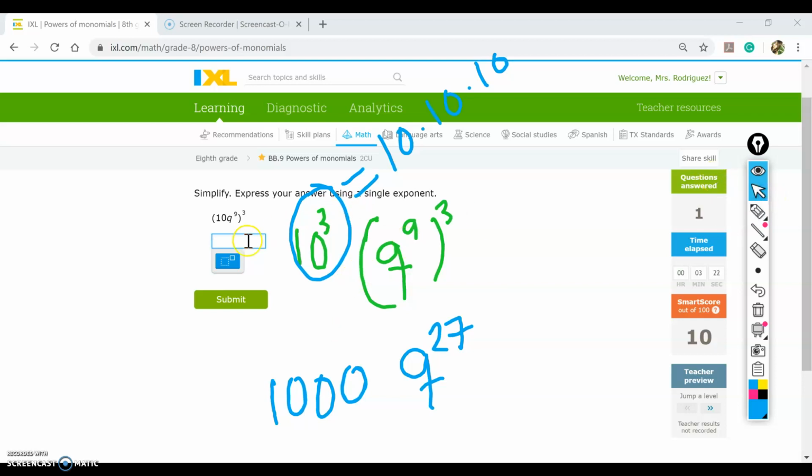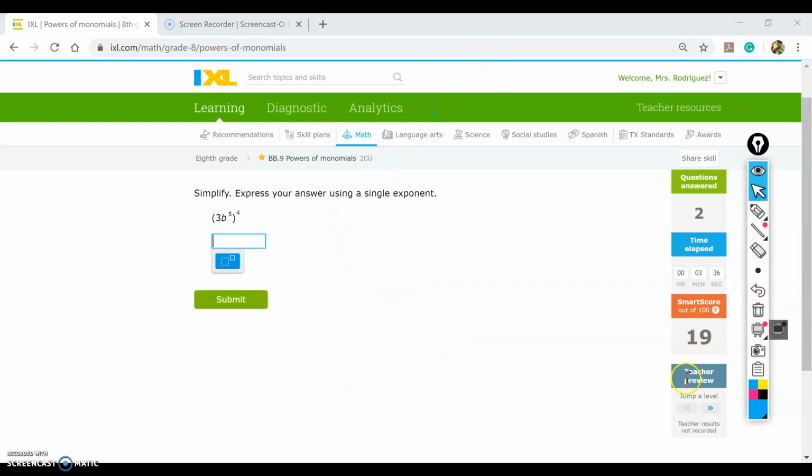Now let's see if that is true. So I would type in here 1,000 q to the power of 27. Let me check, and it is correct. Now let's go a little bit to the next level. Let's go further to see what question I have.